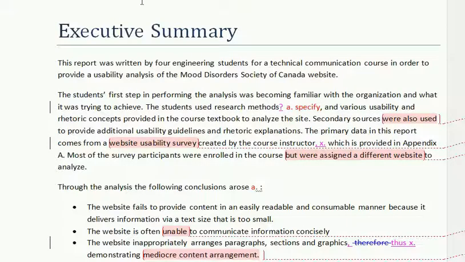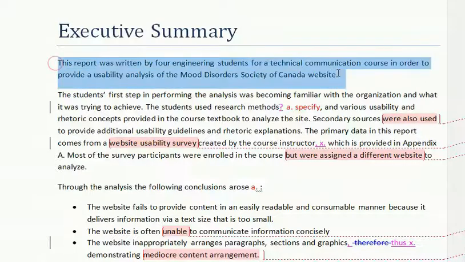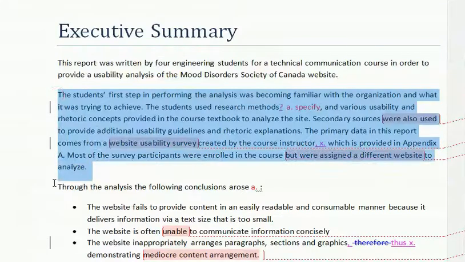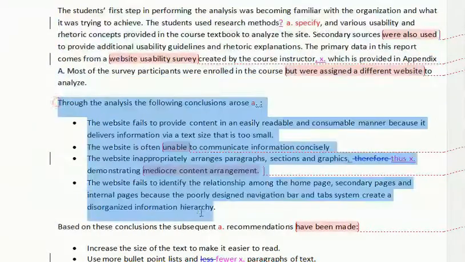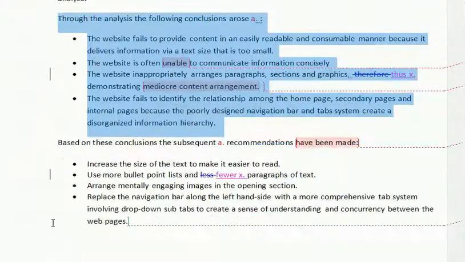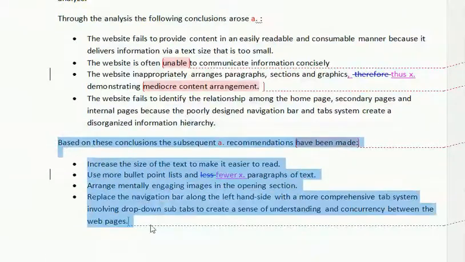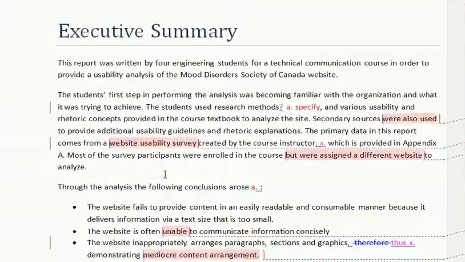This is the good example of the executive summary. We're looking for the summary of the introduction, summary of the methods. This is the summary of the findings, which parallels your conclusions section. And this is the summary of the recommendations. So it's in the proper order, and you should also try to avoid passive voice. Instead of saying secondary sources were used, try to say that secondary sources provided guidelines, right?